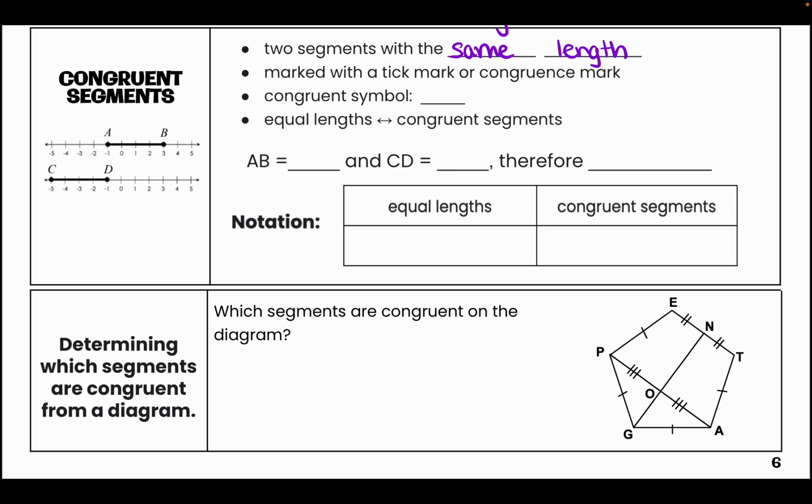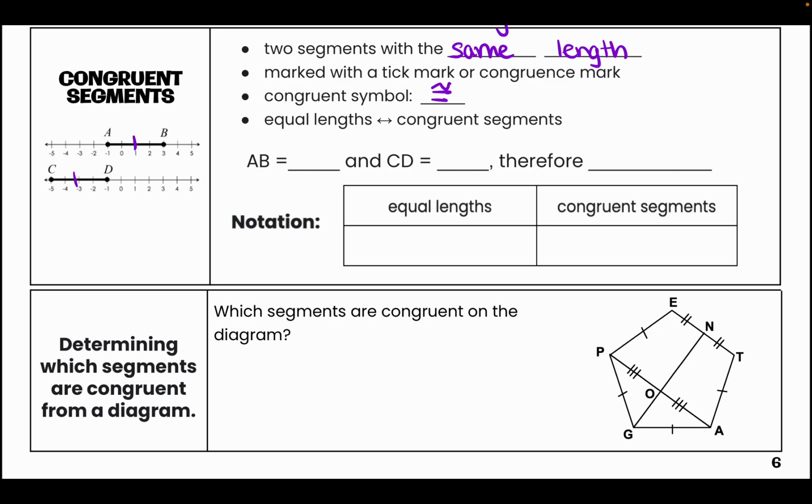It's marked with a tick mark or congruent mark. So in this picture, we have AB and CD. Those are both 4. So if you mark them with a little tick mark, then we know that they're the same measure. Congruent has a different symbol. So the congruent symbol is an equal sign with a little squiggly on top.